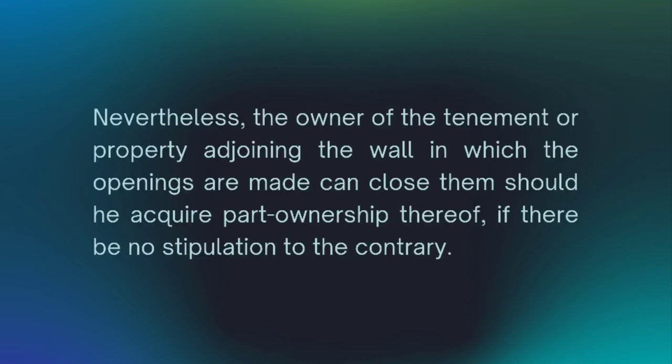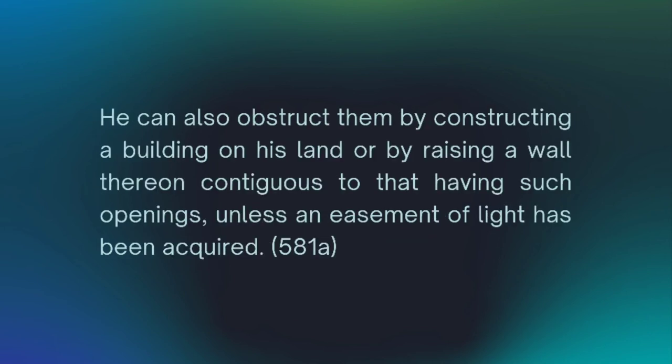Nevertheless, the owner of the tenement or property adjoining the wall in which the openings are made can close them should he acquire part ownership thereof, if there be no stipulation to the contrary. He can also obstruct them by constructing a building on his land, or by raising a wall thereon contiguous to that having such openings, unless an easement of light has been acquired.